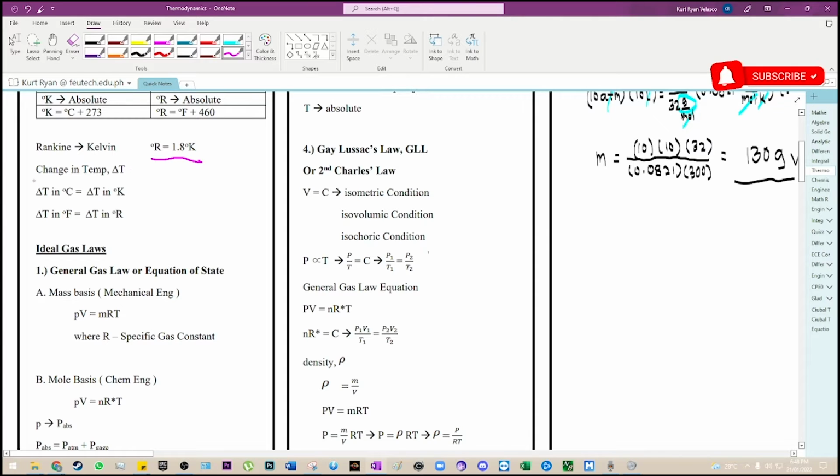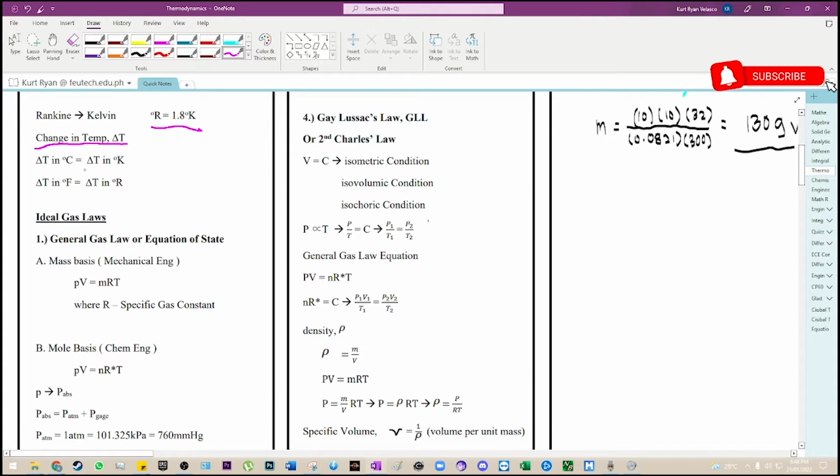Now, take note of this one. This is very important: the change in temperature, or change in delta. The change in temperature in Celsius is just equal to the change in temperature in Kelvin. Okay, so take note of these two. You don't have to do any conversion for this one because they are just numerically equal. And the change in temperature in Fahrenheit is just equal to the change in temperature in Rankine. So those two again are equal: Fahrenheit and Rankine, and Celsius and Kelvin.